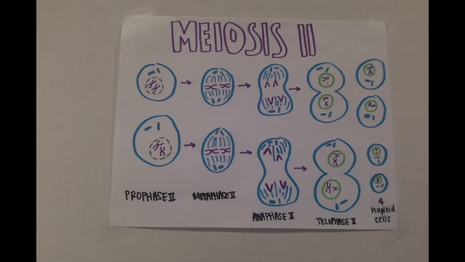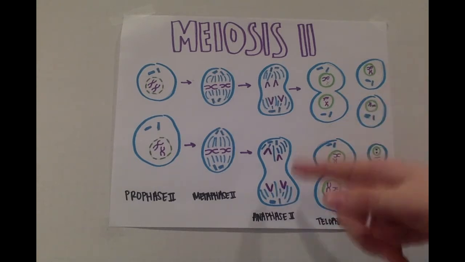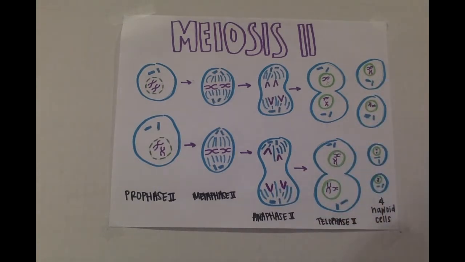decondensing, and cytokinesis occurs. So the meiotic division of one parent cell produces 4 daughter cells, such as this, each with a haploid set of unreplicated chromosomes. Each of the 4 daughter cells is genetically distinct from the other daughter cells and from the parent cell, like I said earlier, because they're not genetically identical.